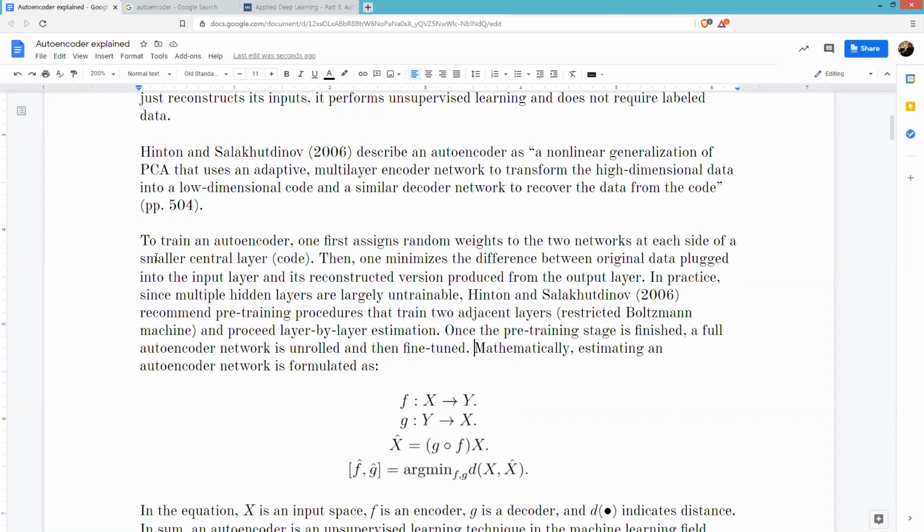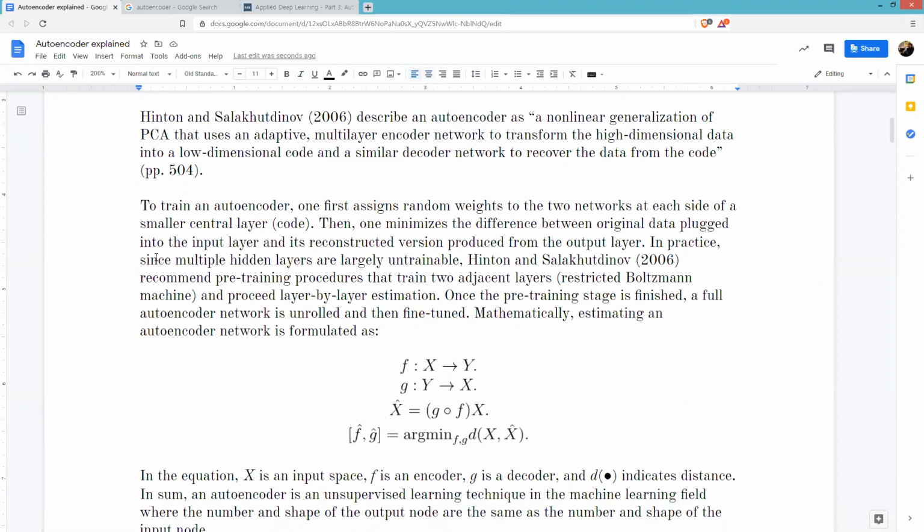Next, mathematically, estimating an autoencoder network is formulated like this. We have f function from x to y and g function from y to x. And x hat is basically a compound function, g circle f of x. Then our goal is to estimate f and g. F and g are the solution of minimizing the distance between x and x hat.